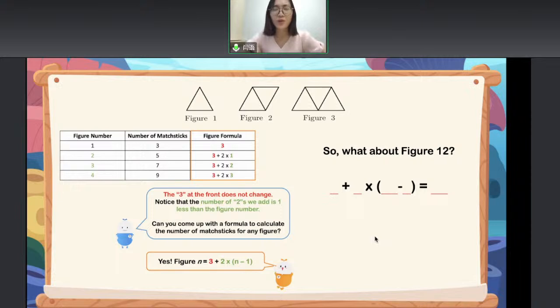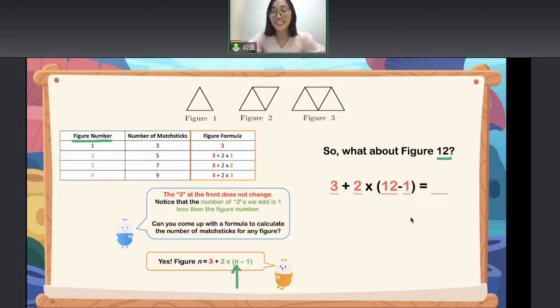So here, maybe everyone, we can try to do it together. Firstly, how many matchsticks do we need? For the very, very basic part, we need 3, right? Okay, and then we know that as long as there is a new figure, we need some more 2 matchsticks. So how many 2s are there? Actually, it should be 12. Is it 12? No, it should be 12 and then minus 1. Because actually for figure 12, 12 refers to the figure number, which is also the N here.